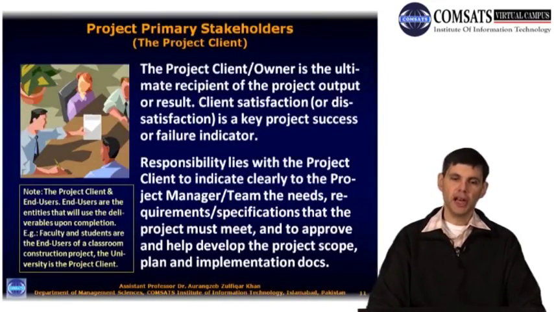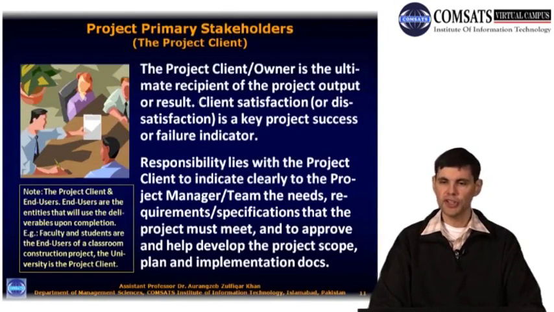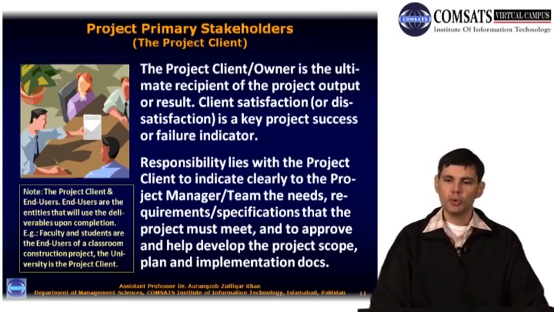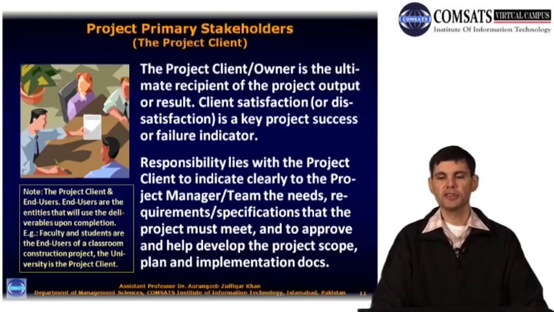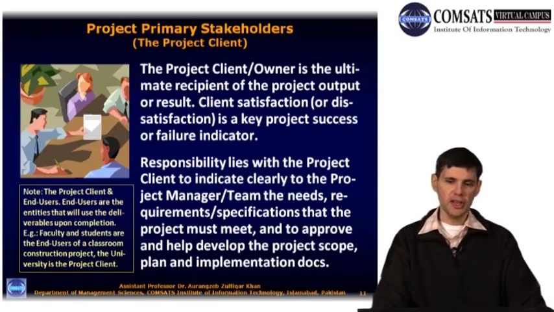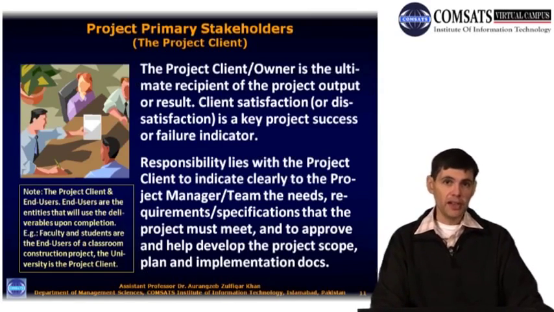Another stakeholder, the project client. Very important. Every project has some kind of client, some kind of owner who owns the project, or who receives the project output or result. Client satisfaction or dissatisfaction is a key project success or failure indicator. Is the client satisfied? Is the client happy? Well, that is one indicator of project success. Is the client unhappy, dissatisfied? That is an indicator of failure. Even if you might have done the project on time, within budget, but if the client is not really satisfied, well, then your project has not been a resounding success.